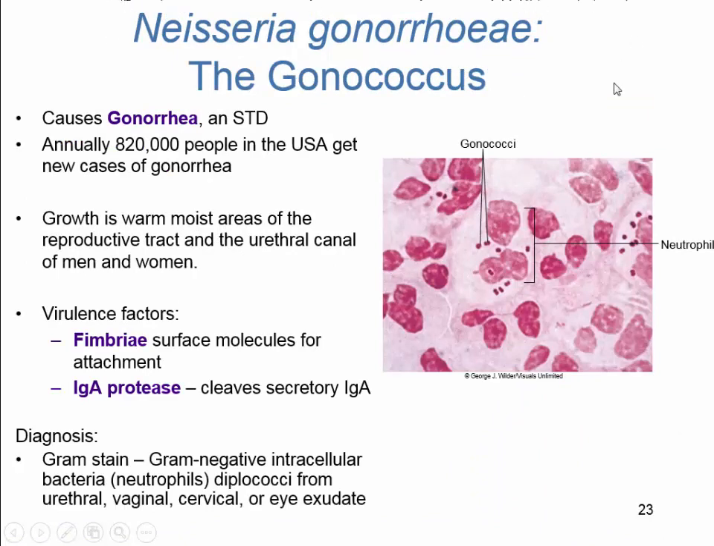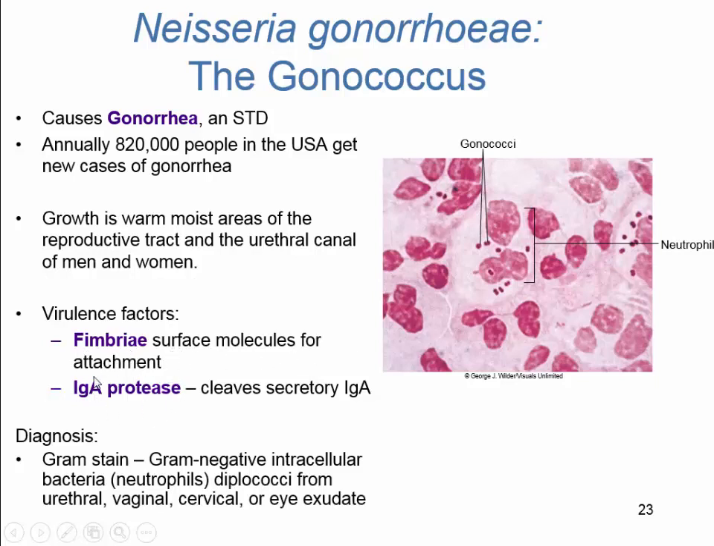Neisseria gonorrhea. Neisseria gonorrhea is the gonococcus. So this is an STI infection. Nearly 820,000 people in the United States have reported new cases annually. This bacteria replicates prevalently in the reproductive tract and urethra of men and women. The major virulence factors of consideration for this bacteria are fimbriae. So as I've mentioned before, if a bacteria cannot attach, it cannot infect.